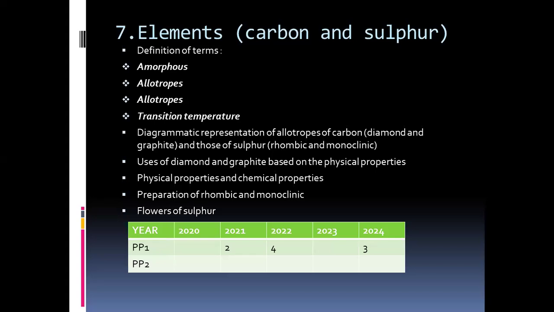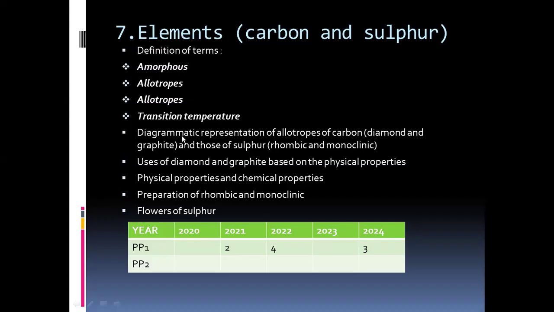So for elements, there is very close similarity between carbon and sulfur. What are the similarities? Carbon and sulfur both belong to group 4. And therefore, there is one unique characteristic of them. That is, they have allotropy. They have allotropes. Like sulfur has rhombic and monoclinic. Carbon has graphite and diamond. That's why I have put them together. So, definition of terms: amorphous, allotropes, transition temperature.